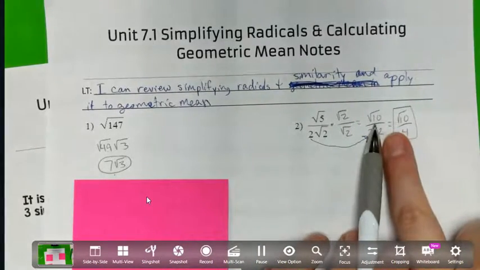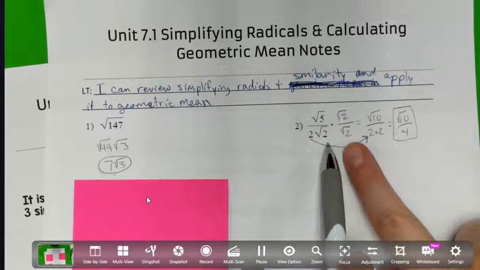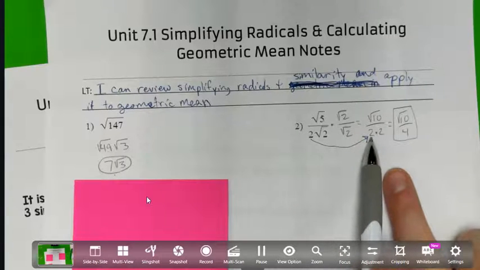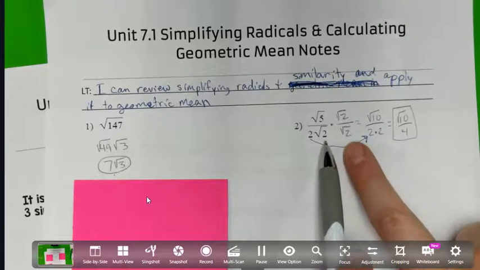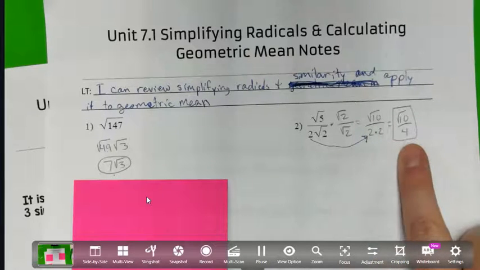5 times 2 is 10. So square root of 10, that square root does not go anywhere. And then this 2 actually gets moved over here. It doesn't get touched at all. And then root 2 times root 2 becomes 2. And then these get multiplied together to become 4.